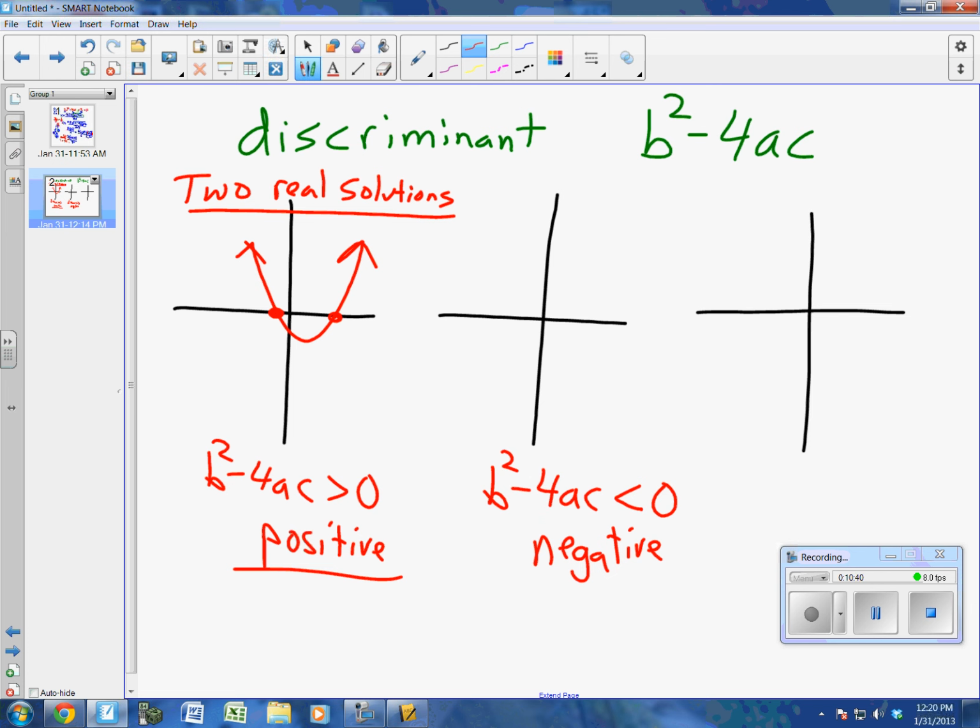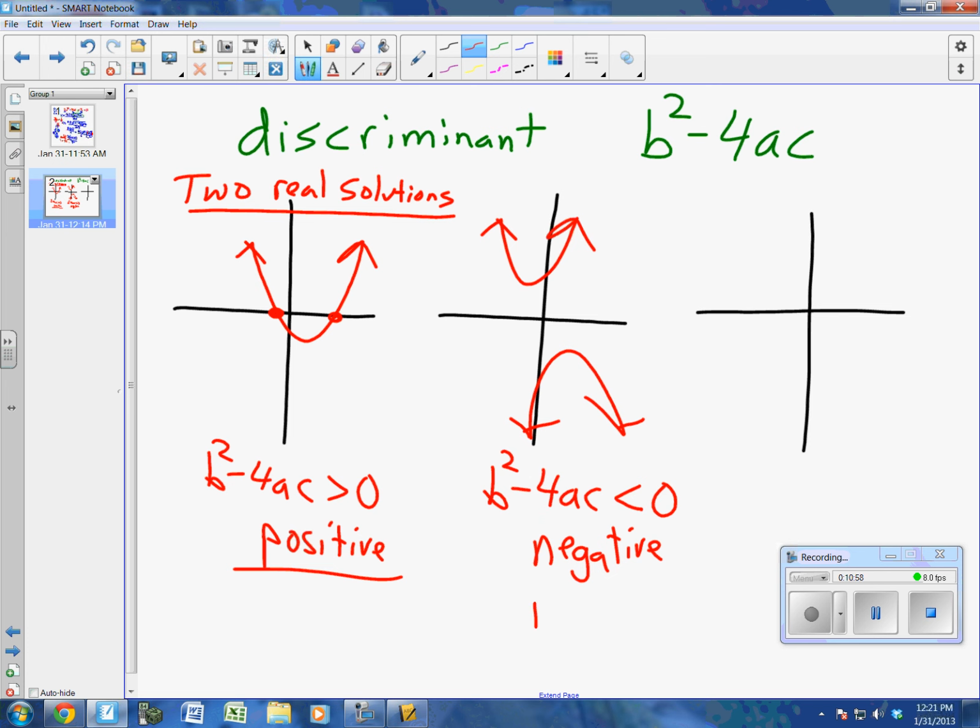Doesn't cross what? The x-axis. That's right, Tal. It doesn't cross the x-axis. It can either be right here or it can be up there above it. It just doesn't cross the x-axis, right? And guess what? You're still going to get two solutions, but guess what they're going to be?